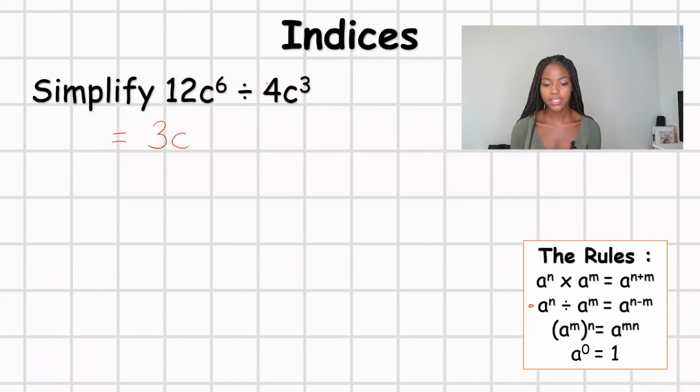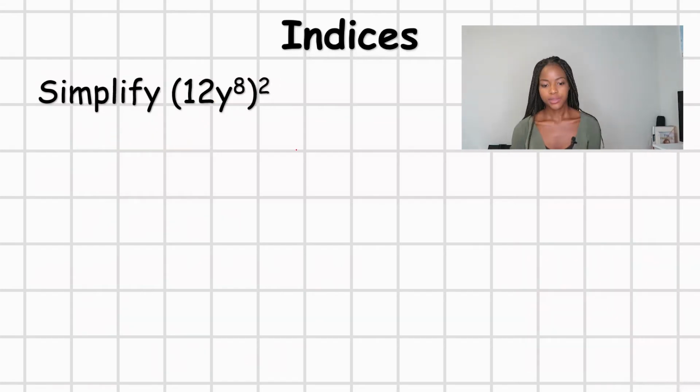So we would do 6 take away 3, which would give us 3. So that would be this expression in its simplest form. That's 3c cubed. Let's move on to the next one.